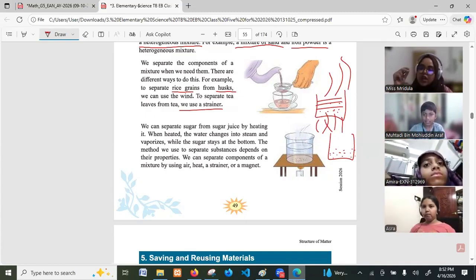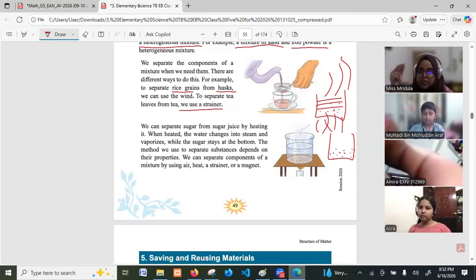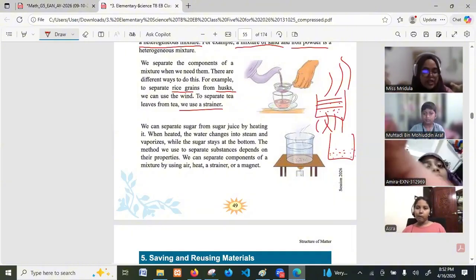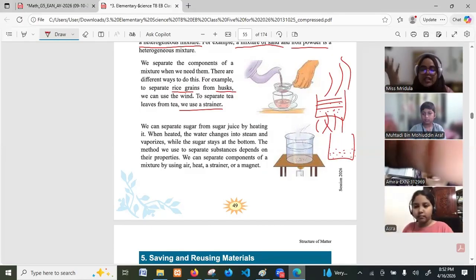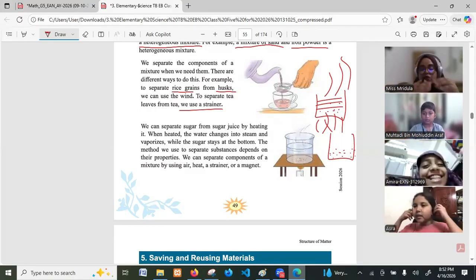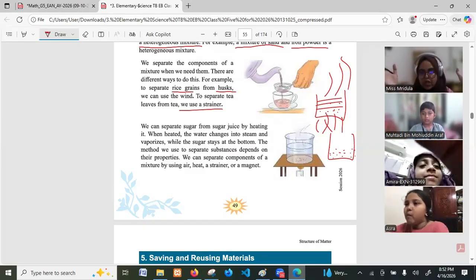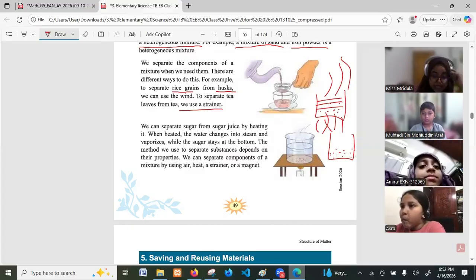If you take one glass of juice, and if you blow it, will all the water go away? It will not, right? Because that's not the proper way to separate a liquid from the sugar, because it needs a different method. So that's what they are telling us to understand.